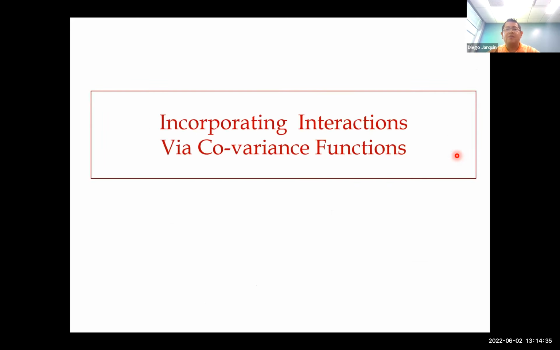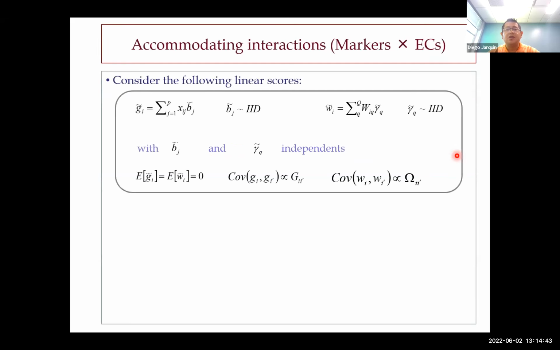So for that, we developed this model to integrate the interactions using covariance functions. Assume that we have two scores: one that describes the genomic effect, similar to what we had before with the G, the b sub j following independent and identically distributed densities, and W, another score, similar to before, following independent identically distributed densities. And we assume that these two scores are independent.